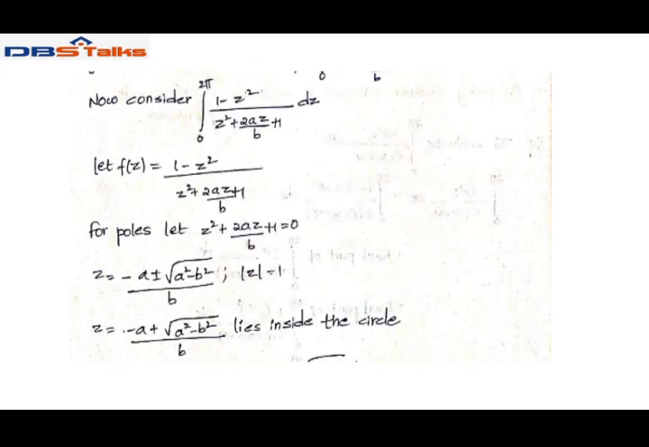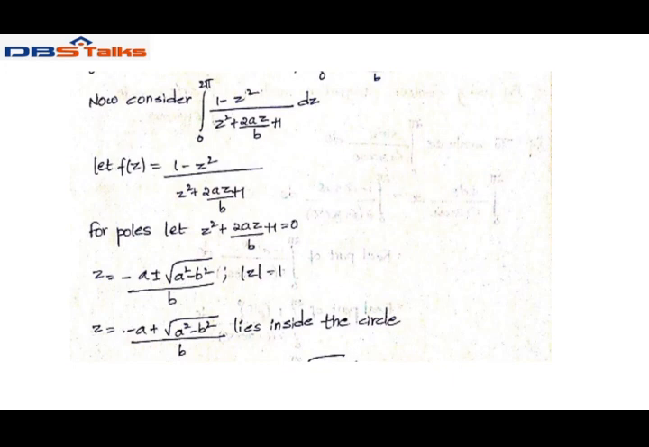Now consider in equation 1 to find the integral value, integral 0 to 2 pi 1 minus z square by z square plus 2az by b plus 1 dz. So let f of z is 1 minus z square by z square plus 2az by b plus 1. For finding the poles, let the denominator value equal to 0, that means z square plus 2az by b plus 1 equal to 0.